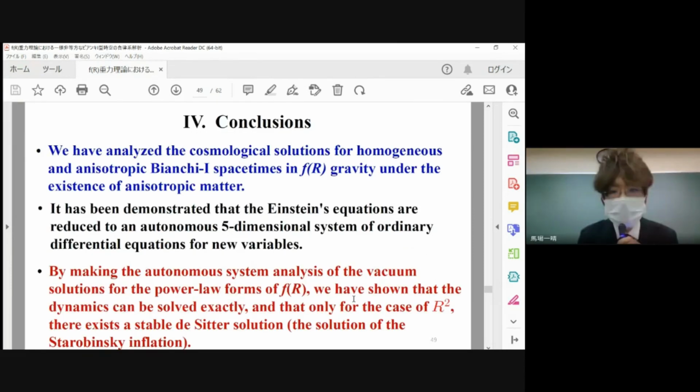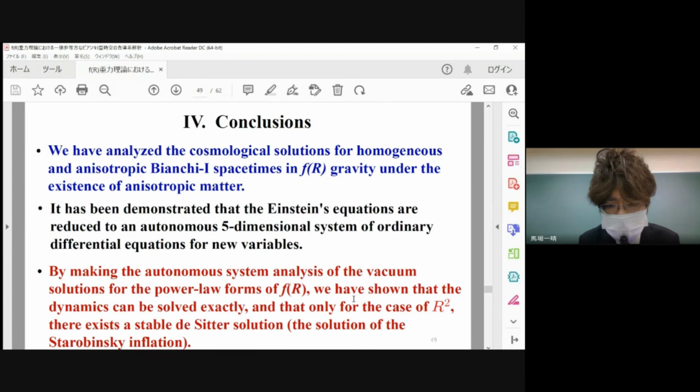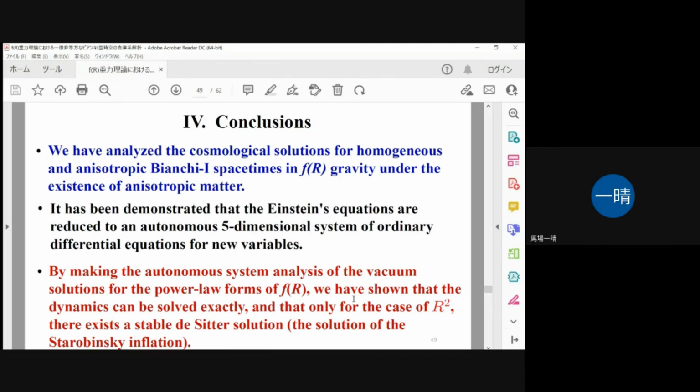Can you hear me? Okay, let me summarize the second part. In the second part, we have analyzed the cosmological solutions for homogeneous and anisotropic Bianchi type I spacetimes in F of R gravity under the existence of anisotropic matter. It has been demonstrated that the Einstein equations are reduced to an autonomous 5-dimensional system of ordinary differential equations for new variables we introduced here. By making the autonomous system analysis of the vacuum solutions for the power law form of f of R, we have shown that the dynamical system can be solved exactly, and that only for the case of R squared, there exists a stable de Sitter solution, namely the solution of Starobinsky inflation, consistent with the recent Planck results.